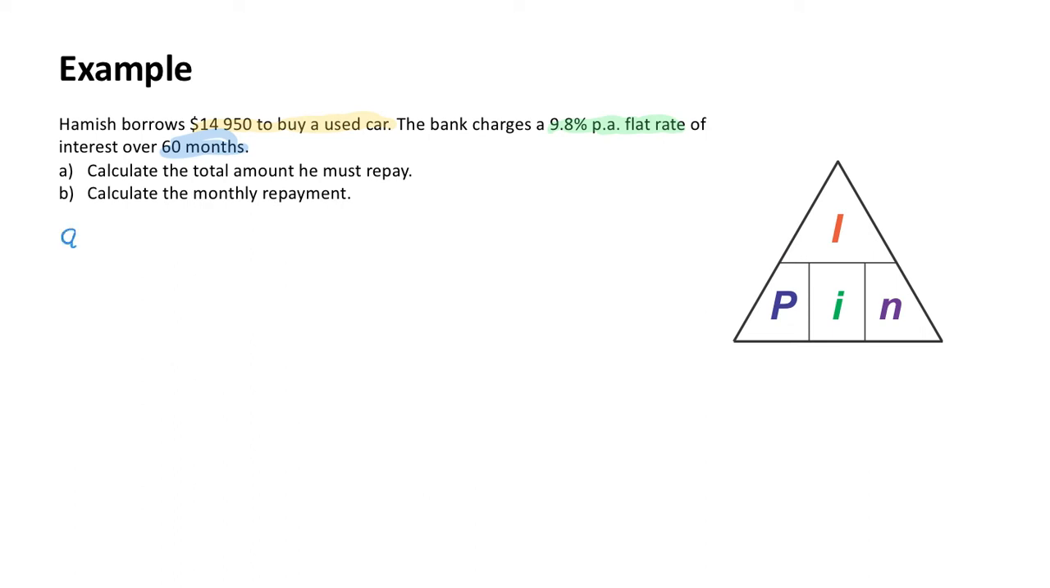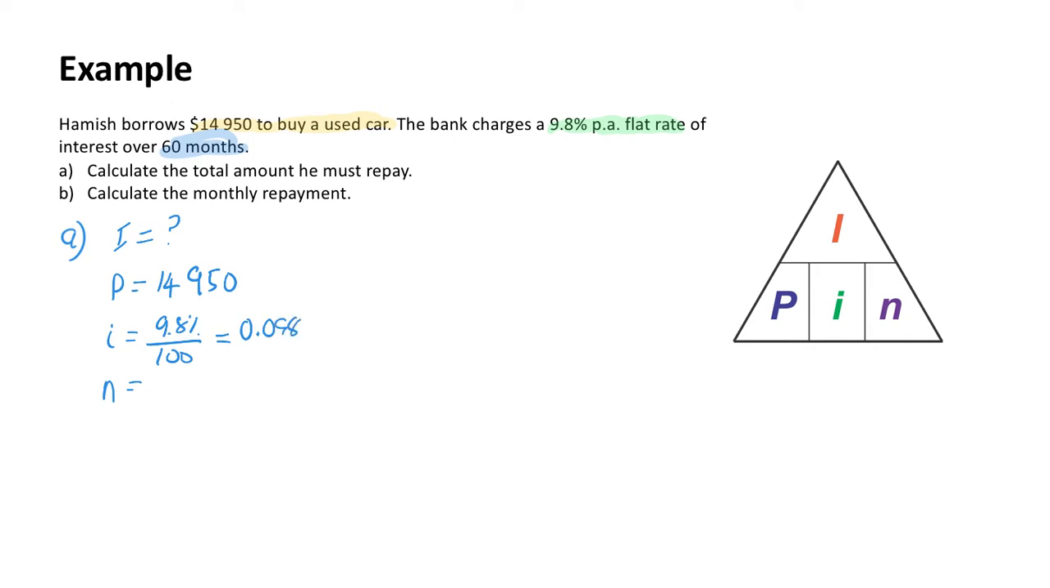Starting off with A, the total amount that he must repay is going to be the original $14,950 plus the interest that he's going to have to pay over that 5 years. I'm going to calculate that by calculating the simple interest first. So PRN. I don't know what the interest is going to be. The principal, the starting amount, is $14,950. The interest rate is going to be 9.8%, and I want to divide that by 100 to put it into a decimal.